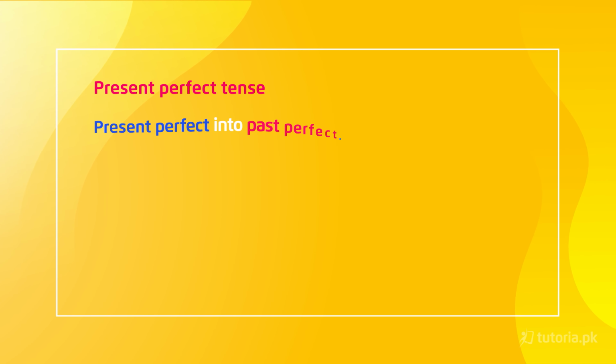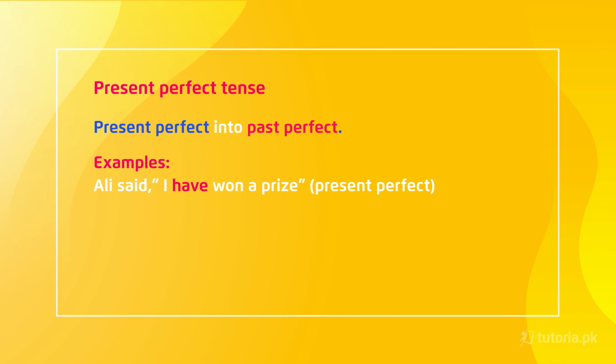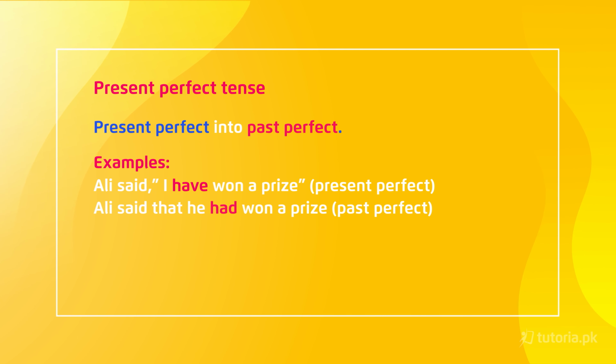Coming toward the third present tense, that is present perfect tense. Present perfect tense changes into past perfect. For example, Ali said, "I have won a prize." When we convert this sentence into indirect speech, it will become, "Ali said that he had won a prize."